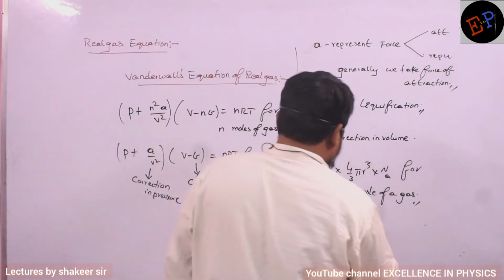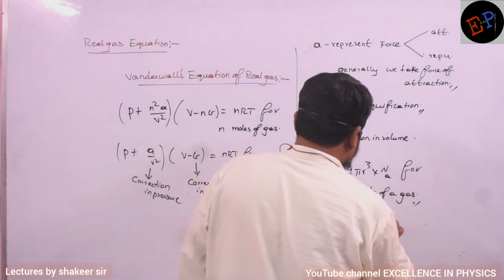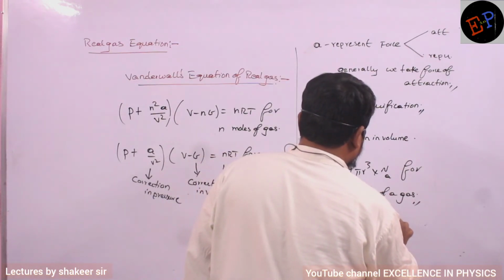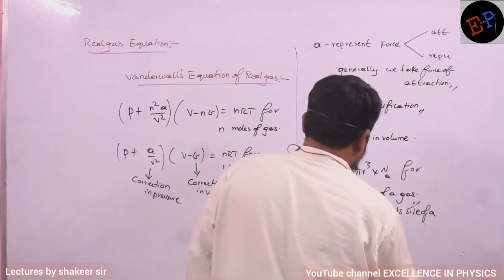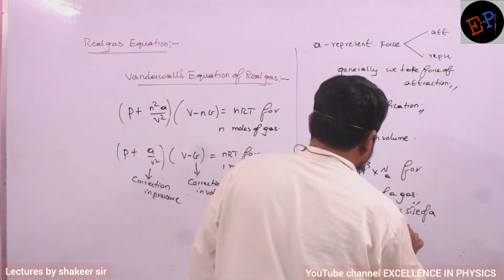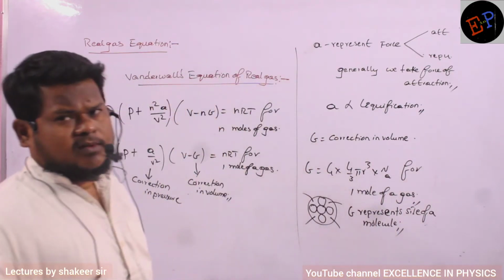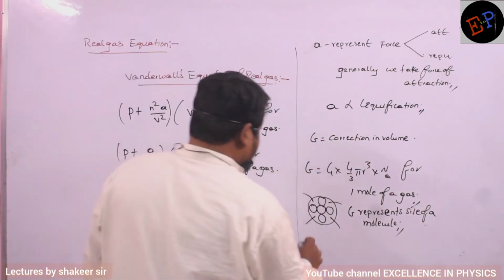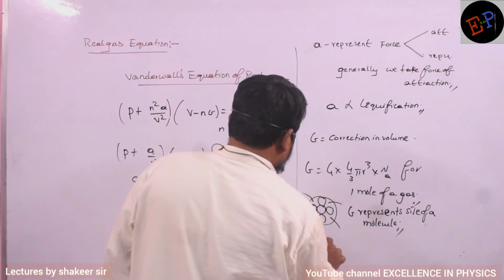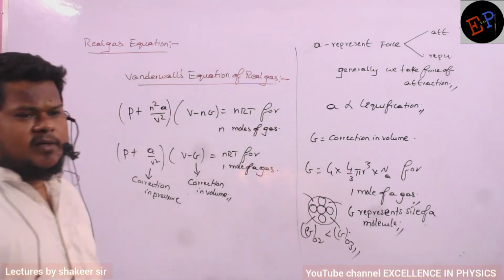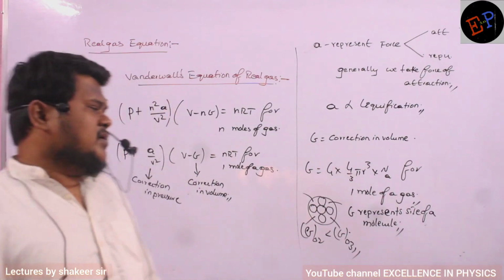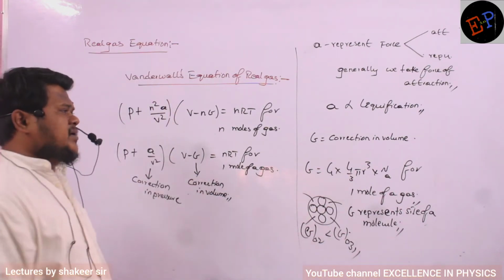So what does b represent? b represents the size of a molecule. If the b value is greater, it means the size of that particular molecule is also greater. For example, the b value of oxygen is definitely less than the b value of ozone. Clear? Because ozone is a bigger molecule when compared to the O2 molecule. So that is what is represented by b here.